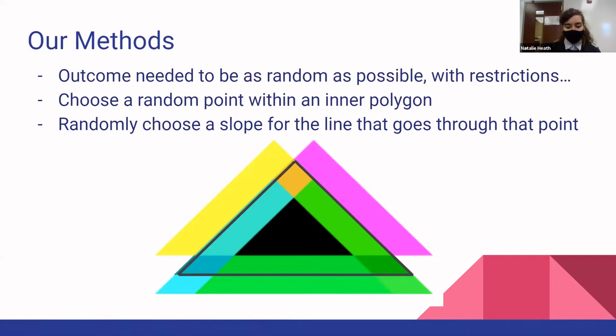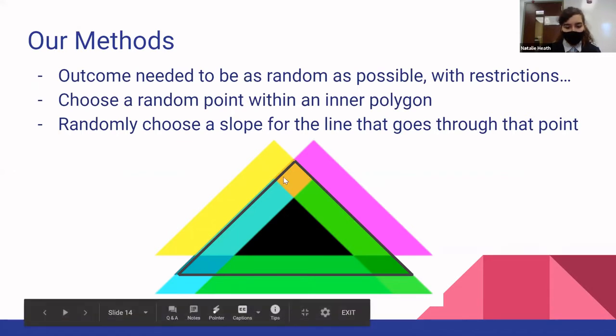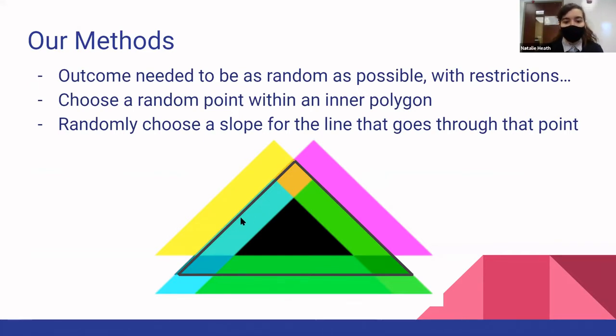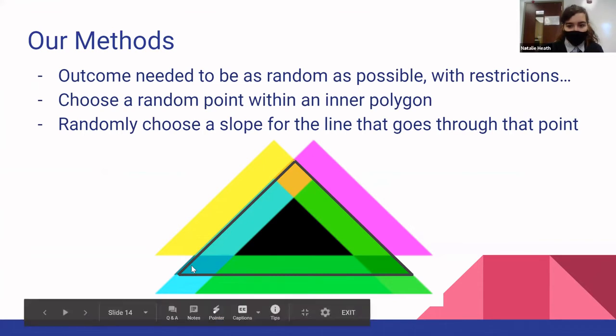So in order to randomize the pieces, we wanted to make sure that it was as unpredictable as possible. But along with that, we had to set some restrictions. So our first solution was to have a random point appear anywhere within this given polygon, which is represented by the black outline. But a problem with that was if I had a point that was around here and it created a slope of 1, it would create a very, very thin piece right next to the edge of the triangle. And that was something we wanted to avoid.